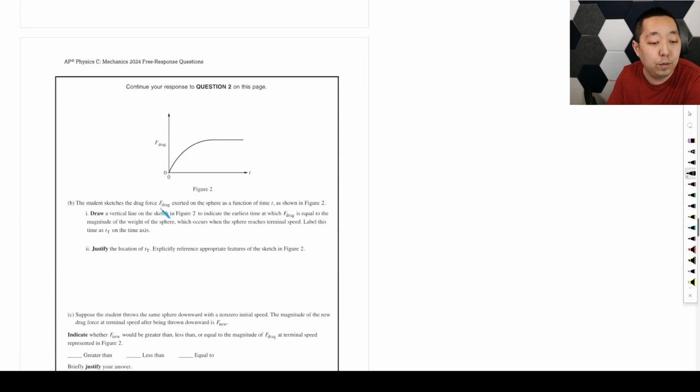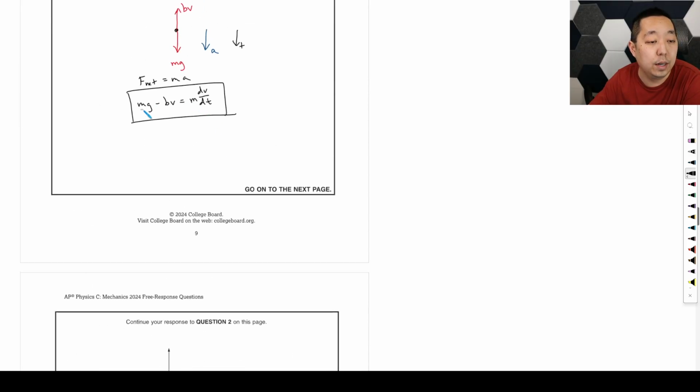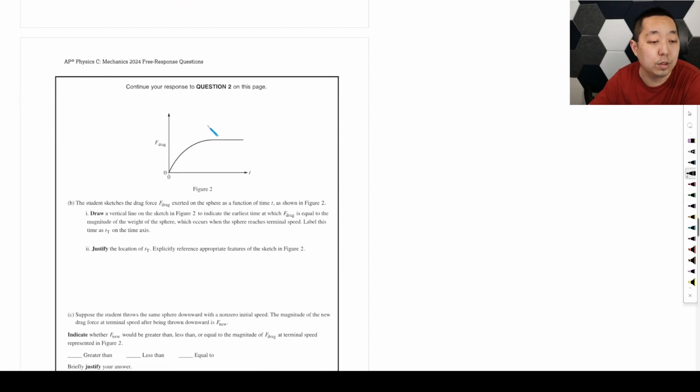The student sketches the drag force exerted on the sphere as a function of time. Draw a vertical line on the sketch to indicate the earliest time at which F drag is equal to the magnitude of the weight of the sphere. That is where the two forces are equal, so the net force is 0, so the acceleration is 0, and that's going to occur right here. So that is, what do they call it, t_T. Okay, and that is because the net force is 0 there, which implies a is 0, which implies the slope.